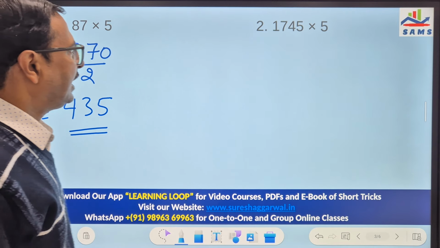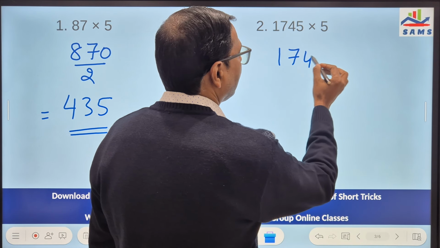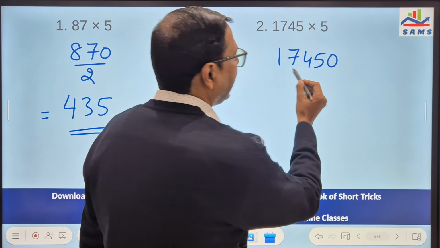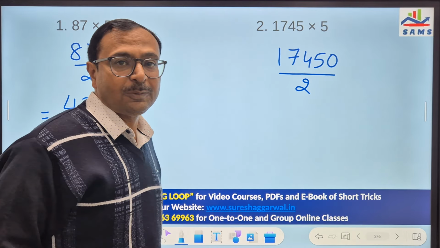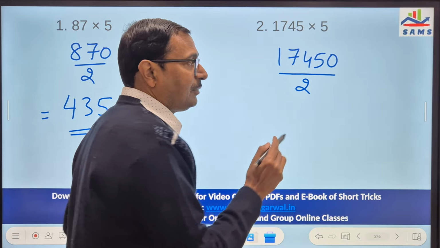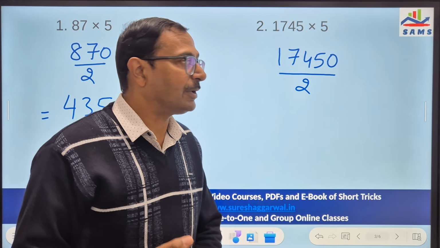435. Likewise, 1745, I will write it as 17450 because I multiplied it by 10, and then take the half. Now, how do I take the half of this? So, see, it all depends on your convenience of halving. You know, how do you halve the number?